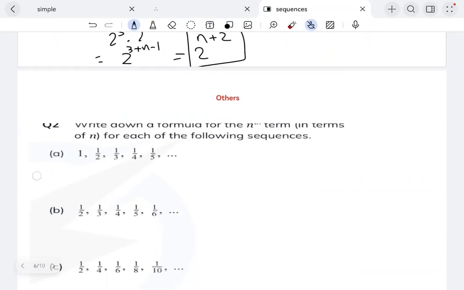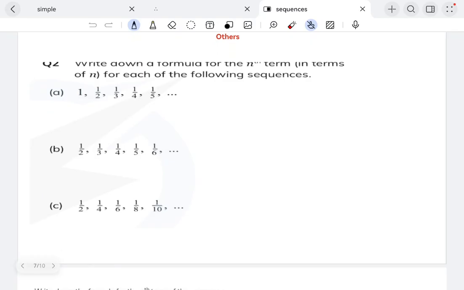Okay, last thing is other sequences. Sometimes you get fractions. When you are given fractions, what you need to do is do the numerators separately and the denominators separately.